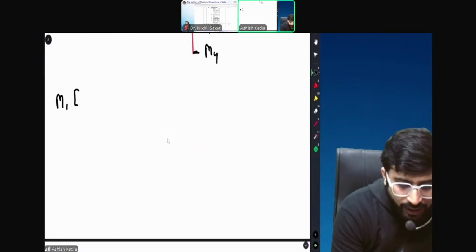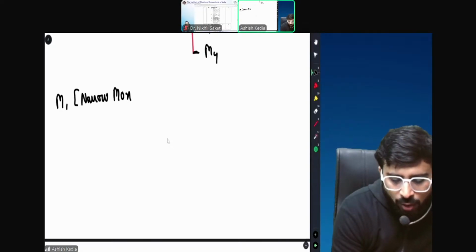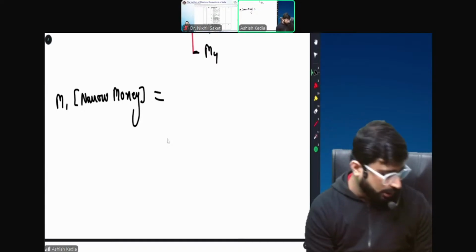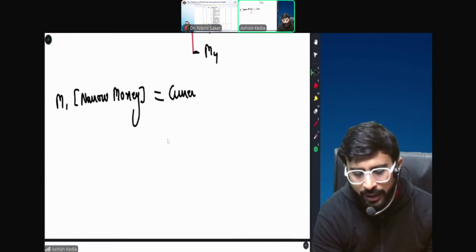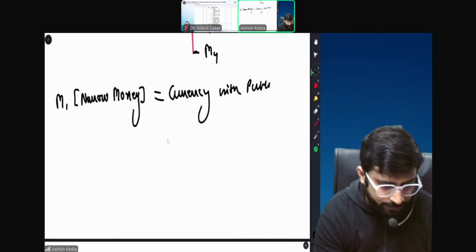One question can come. M1 is also called what? So remember this. M1 is also called, friends, narrow money. Now, narrow money includes what? Narrow money includes currency with public. Narrow money includes currency that is available with the public.